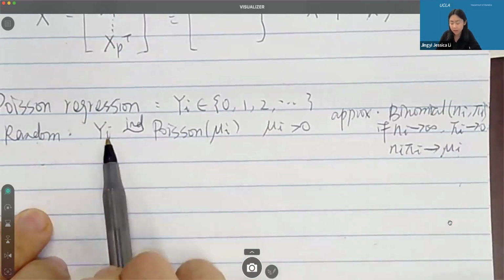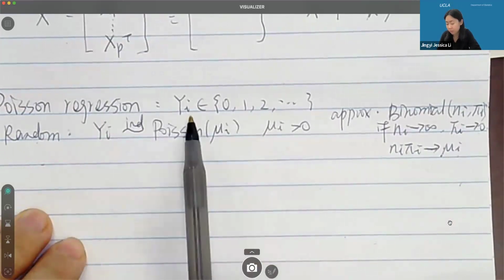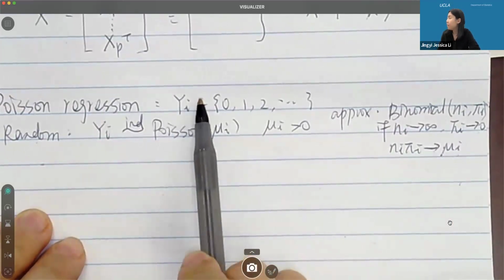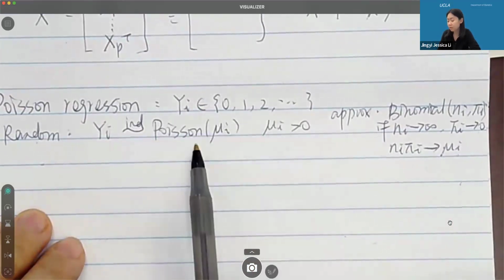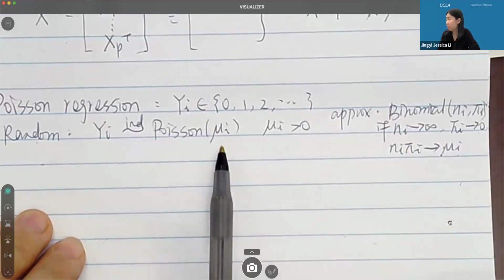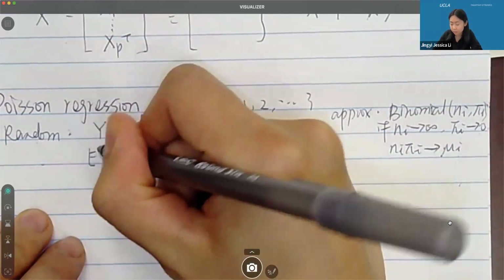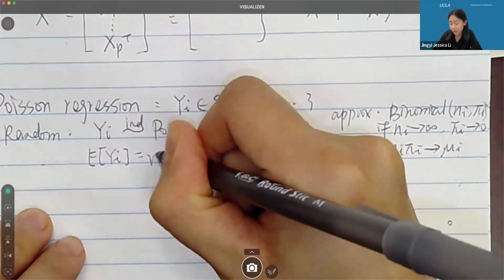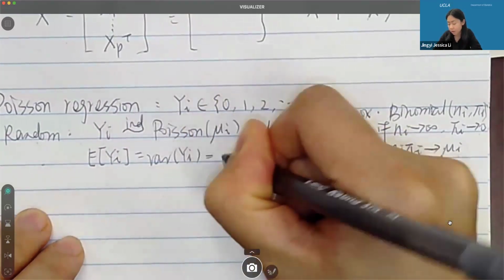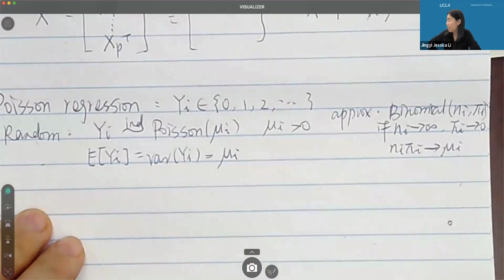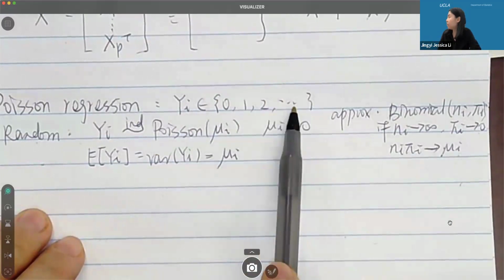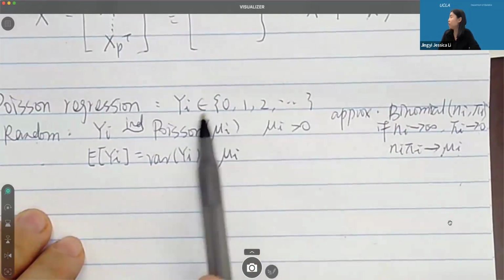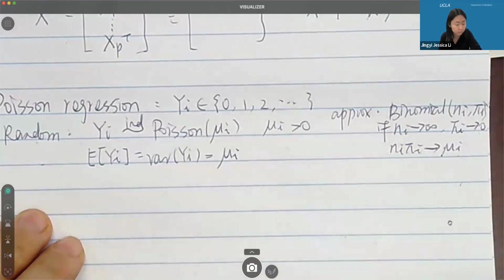Coming back here, even though theoretically yi can take infinitely large counts, it really depends on your mu i. Because you have expectation and variance both tied to mu i, if mu i is very small, then there's almost no chance that you will get a very large count. Your counts will be concentrated on small values to satisfy both. That's it, that's the random structure.